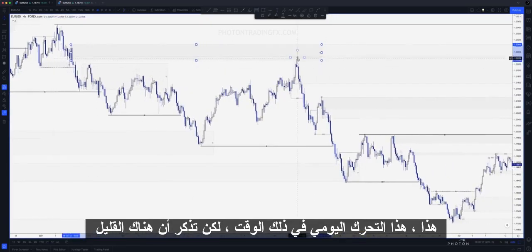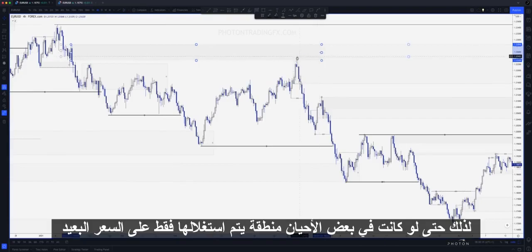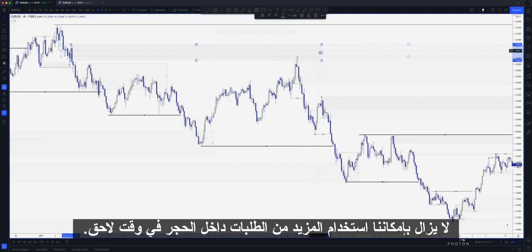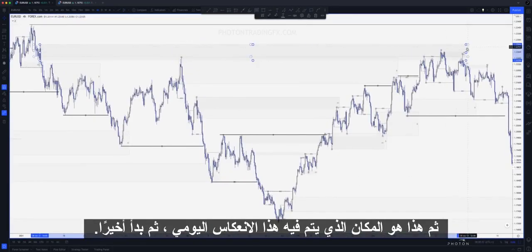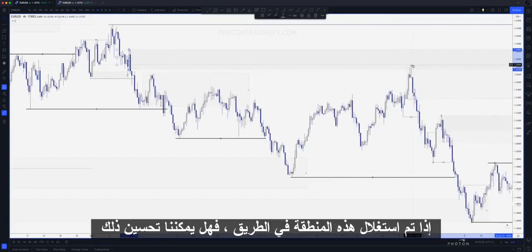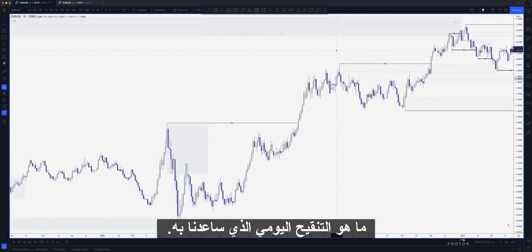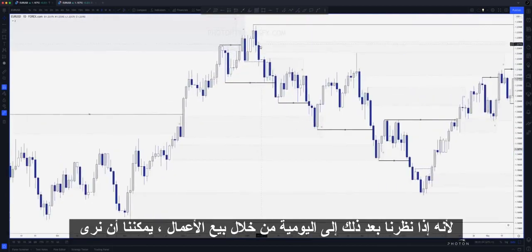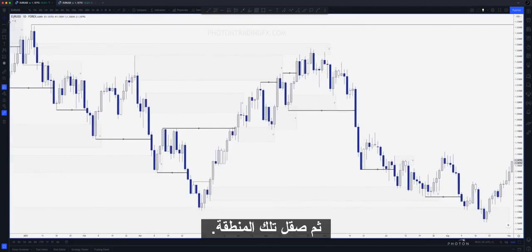But remember, there's always a lot more orders within here. So even if sometimes a zone is just tapped on the distal, price can still use more orders within the zone later on. So if we drag that across, we can see that's where that daily reversal finally kicked in. But remember, if this zone has been tapped into, the way we can refine this 4 hour zone to the part of the orders that are still fresh is what the daily refinement helped us with, right? Because if we looked at the daily buy to sell wicks, we could see at that point it didn't quite touch it, and that's just another way you can refine that zone.